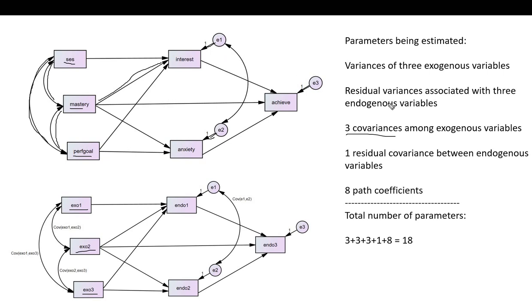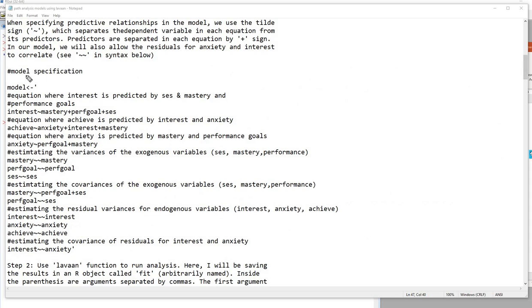So we have essentially then 3 residual variances that we have to estimate. So I've just got this denoted as E1, E2, and E3 right here. So those are the residual variances associated with the 3 endogenous variables within the model. We also have a residual covariance between these 2 endogenous variables. So I thought I would just include that to show you a little bit more about the syntax that we're going to be using in Lavaan. And then we have 8 path coefficients that are included as well. So again, if we add up all these parameters, they total 18. So basically right here in this section of our syntax, this is our model specification.